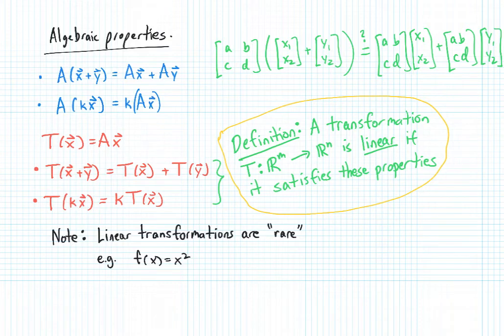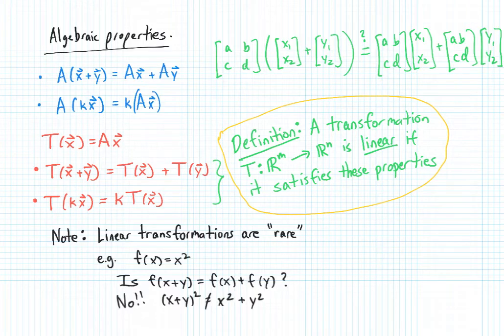So I'll illustrate with a few examples of just functions of one variable, which you could think of as being a transformation from R1 to R1. Like think about f of x is equal to x squared. That's a really simple function, right? If this was linear, it would satisfy the property that f of (x plus y) is equal to f of x plus f of y. Is that true? No! Because (x plus y) squared is not equal to x squared plus y squared. And similarly, if you think about all the other cool functions that you know about, like sine of x, cosine of x, e to the x, square root of x, none of them are linear.